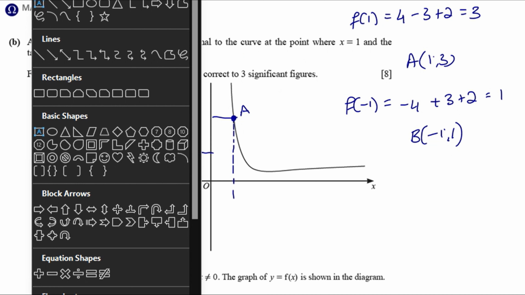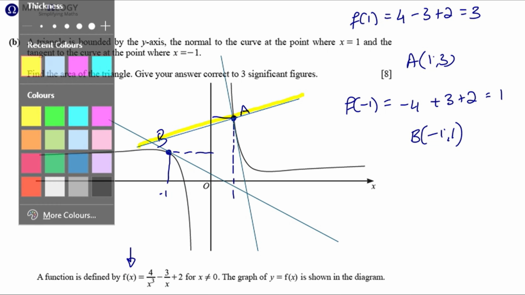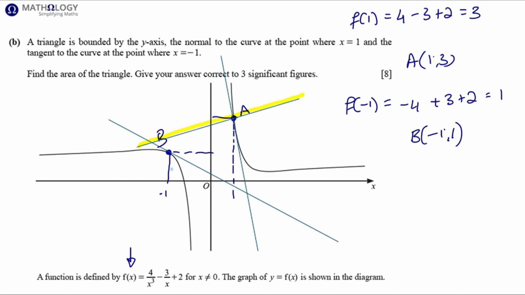So if we first draw a tangent line at A, then the normal to the curve at A will be perpendicular to this tangent. The yellow line will be the normal to the curve at point A. And then we also have a tangent to the curve at the point where x equals minus 1. So at point B, we have a tangent to the curve.